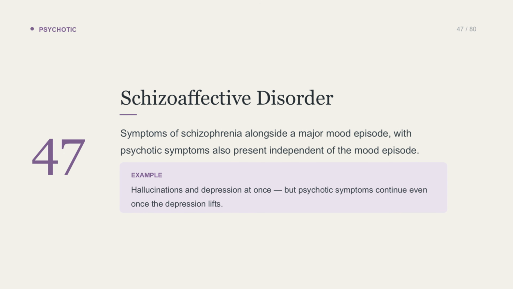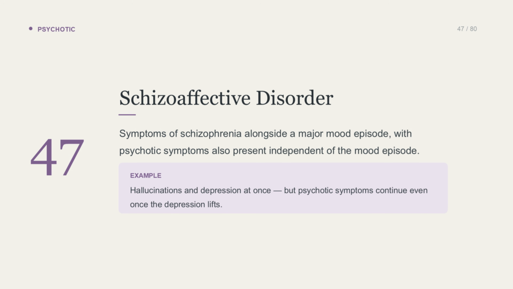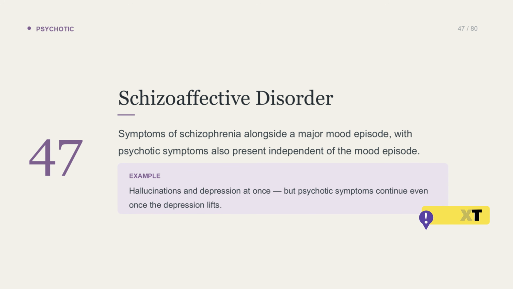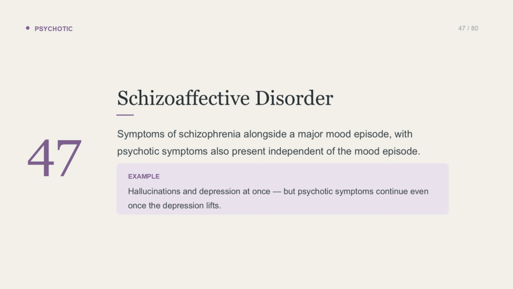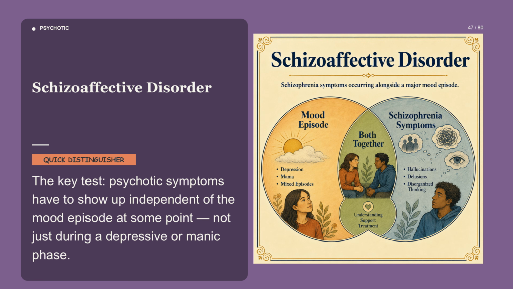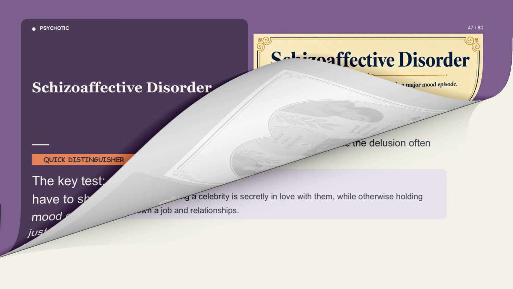47. Schizoaffective disorder. Schizoaffective disorder involves symptoms of schizophrenia occurring alongside a major mood episode, such as depression or mania, with psychotic symptoms also present independent of the mood episode. For example, someone might experience both hallucinations and a major depressive episode at the same time, but continue to have psychotic symptoms even once the depression lifts.